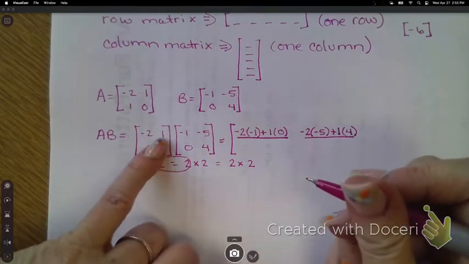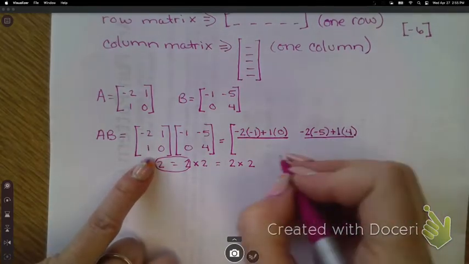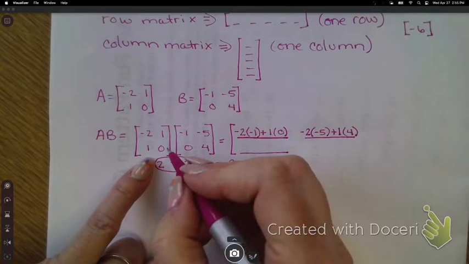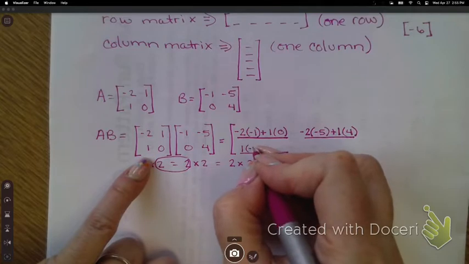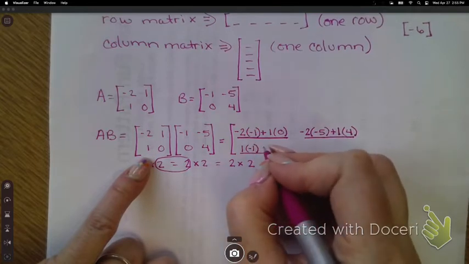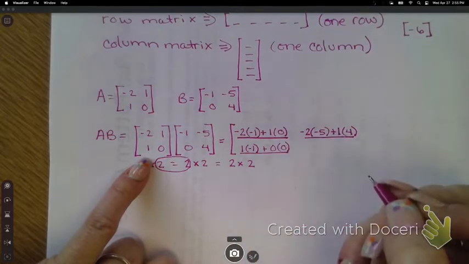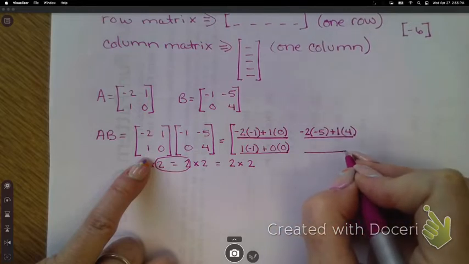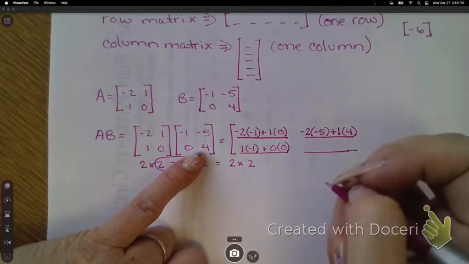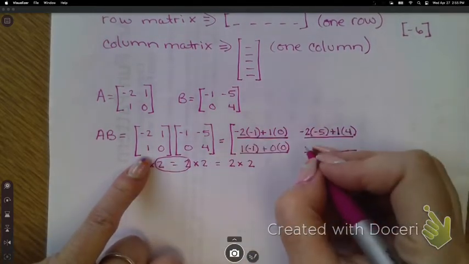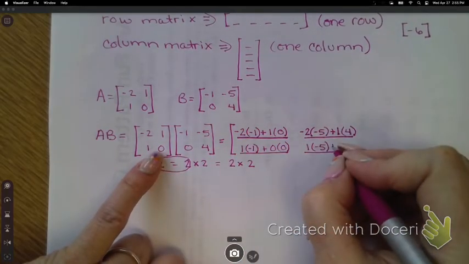So we finished the first row, correct? Now we got to go to the what? Second row. So that element's going to come right here. So second row, first column. So 1 times negative 1 plus 0 times 0. Then we have to take the second row times the second column. So 1 times negative 5, plus 0 times 4.